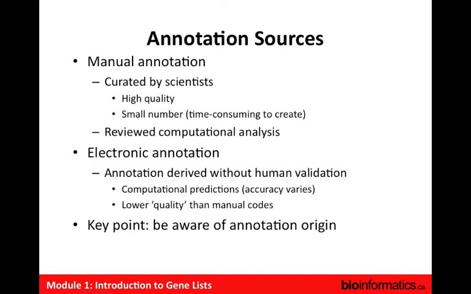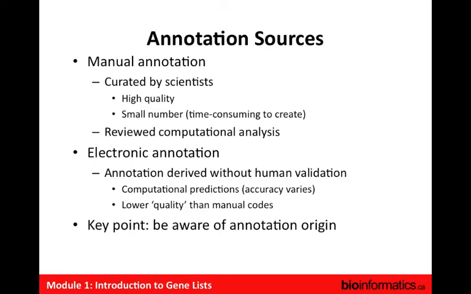So there's a second level of quality that is reviewed computational analysis. This is where a computer program has tried to predict something about the gene function, but then somebody has checked that it's reasonable. And then there's pure electronic annotation, which is annotation derived without any kind of human oversight at all.